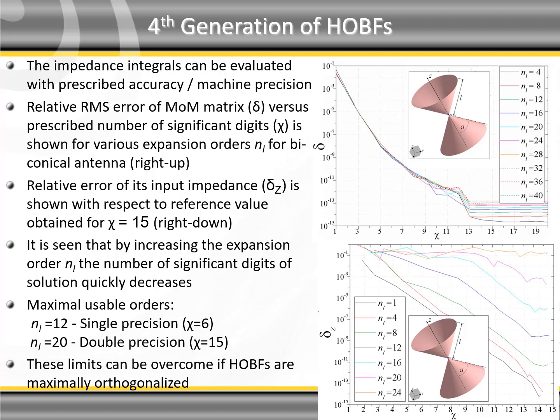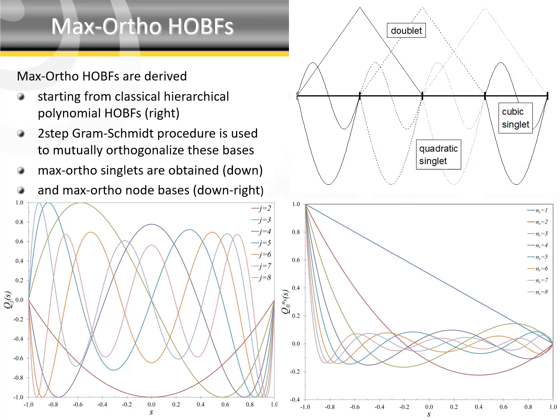These limits can be overcome if high-order bases are maximally orthogonalized. Maximally orthogonalized bases are derived starting from classical hierarchical polynomial bases. As shown right, two-step Gram-Schmidt procedure is applied to mutually orthogonalize these bases. Thus, max-ortho singlets are obtained as shown down, and max-ortho half-doublets are obtained as shown down right.